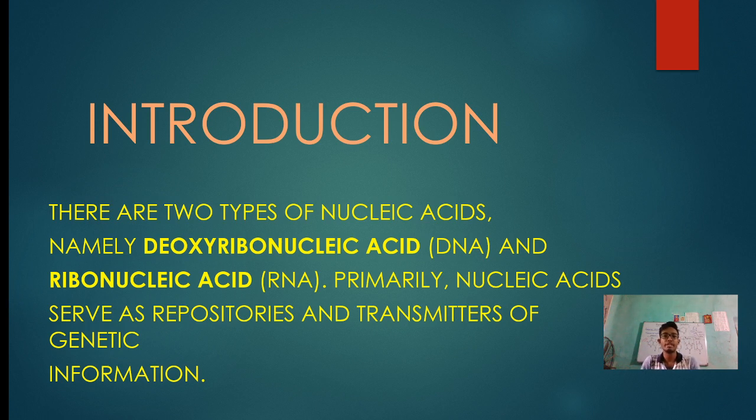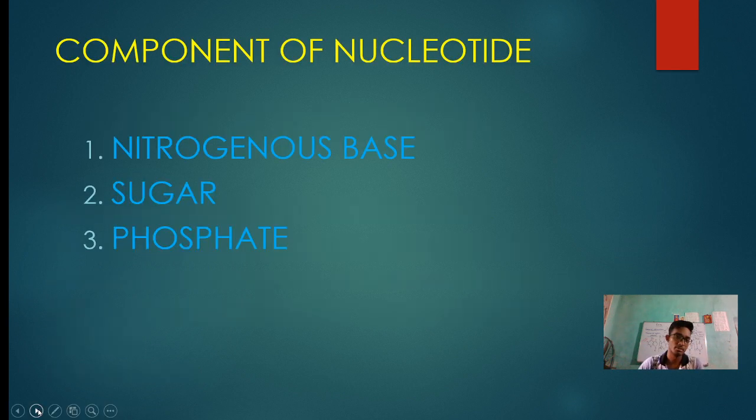But here it is very important to know about the nucleotide, because the nucleotide is one of the structural components of nucleic acid. So let's discuss the components of nucleotides. This is a component of nucleotide. A nucleotide has three components: nitrogenous base, sugar and phosphate. Here you can see the three components: nitrogenous base, sugar and phosphate.